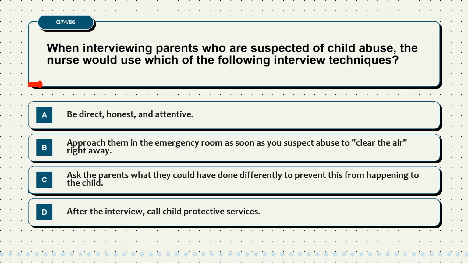Question 74. When interviewing parents who are suspected of child abuse, the nurse would use which of the following interview techniques? Here are the options. Option A. Be direct, honest, and attentive. Option B. Approach them in the emergency room as soon as you suspect abuse to clear the air right away. Option C. Ask the parents what they could have done differently to prevent this from happening to the child. Option D. After the interview, call Child Protective Services.